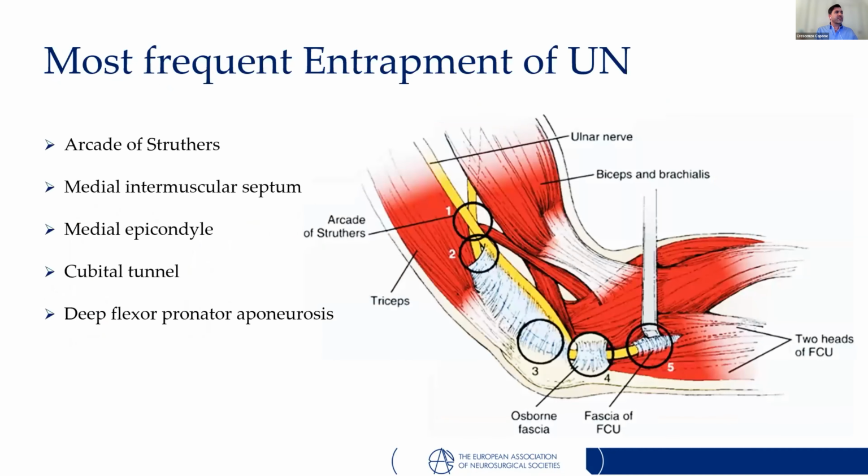So the most frequent entrapments of the ulnar nerve are five. The entrapment can occur in five possible sites. The first is the arcade of Struthers, which occurs approximately 10 centimeters proximal to the medial epicondyle, then the medial intermuscular septum, the medial epicondyle, the cubital tunnel, that's the most frequent, and then at the level of the deep flexor pronator aponeurosis. As we said, the cubital tunnel is the most common.